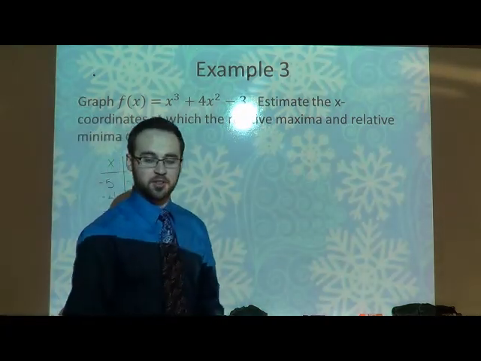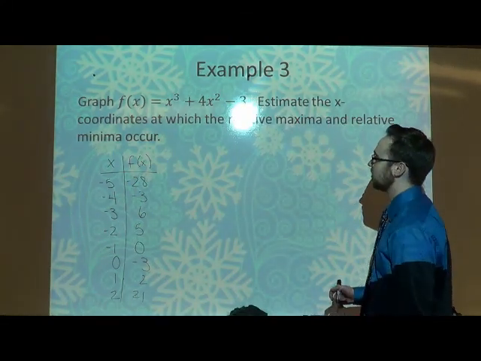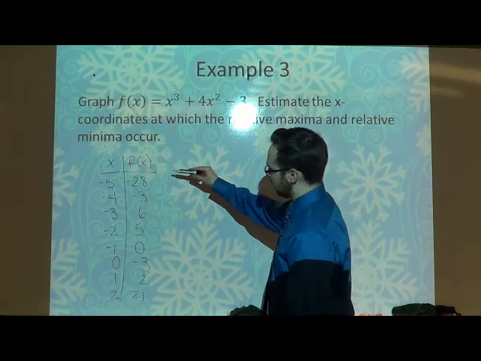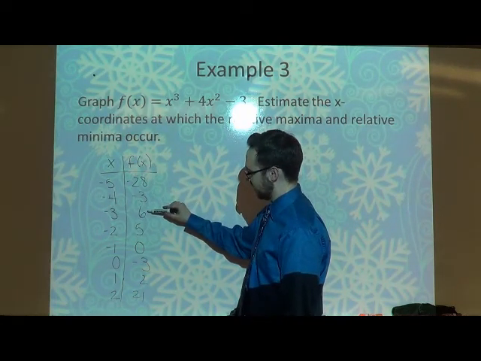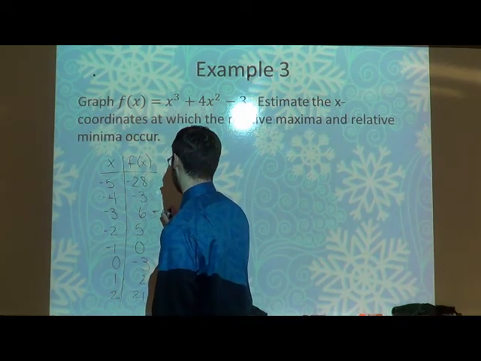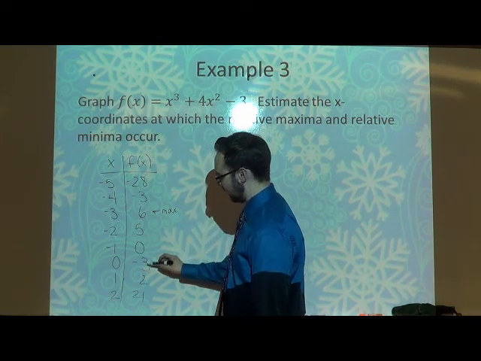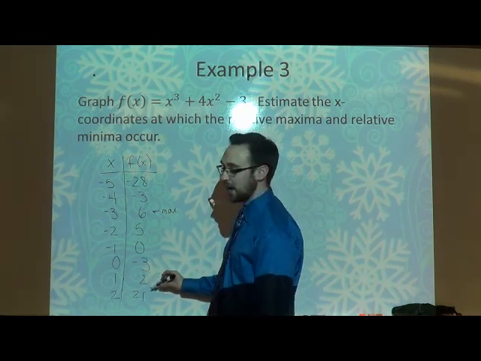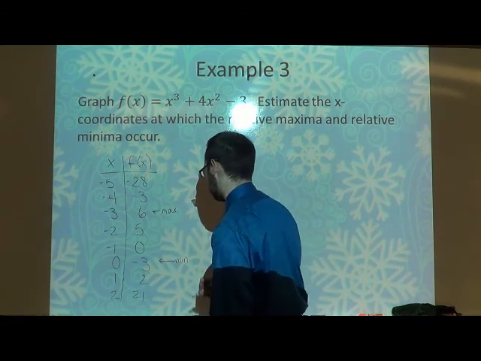So what we're looking for is where, or in between which values, or around where are we going to find maxes and mins. So notice, we're coming up from the negatives, we go up, we reach 6, and then we start coming back down again. So right here is going to be a max. Then we go down, we go down, we go down, we get to -3, and then we come back up again. So here is going to be a minimum.